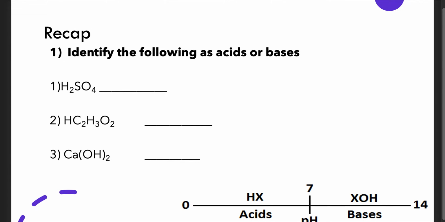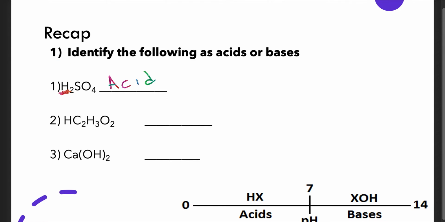So, just to recap, we need to recall how we can identify an acid or a base. The first example, we have H2SO4, and if you look at the bottom here, it gives you a hint on how to identify an acid. The first thing we're going to do is look to see: does it start with hydrogen or does it end with hydroxide? In this case, it starts with a hydrogen. Because it starts with a hydrogen, this is going to be an acid.